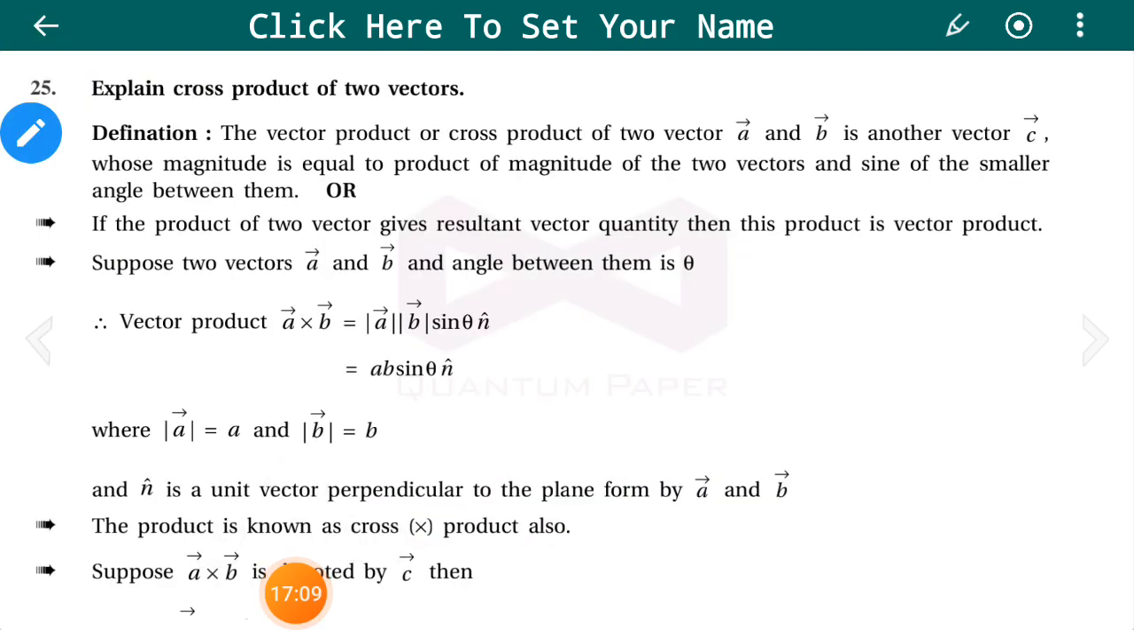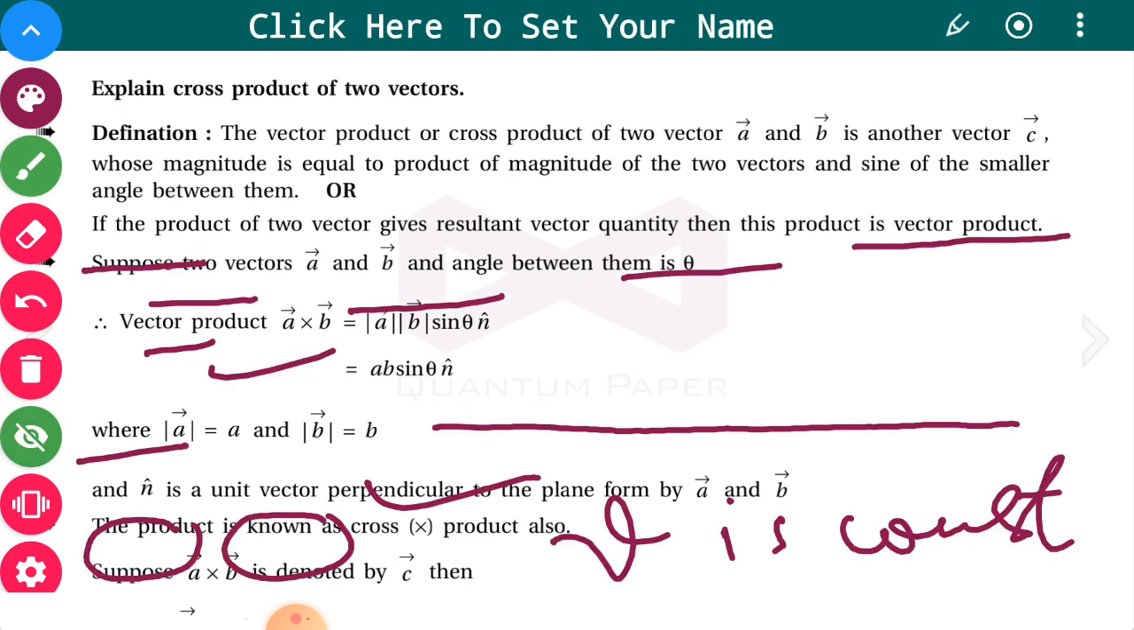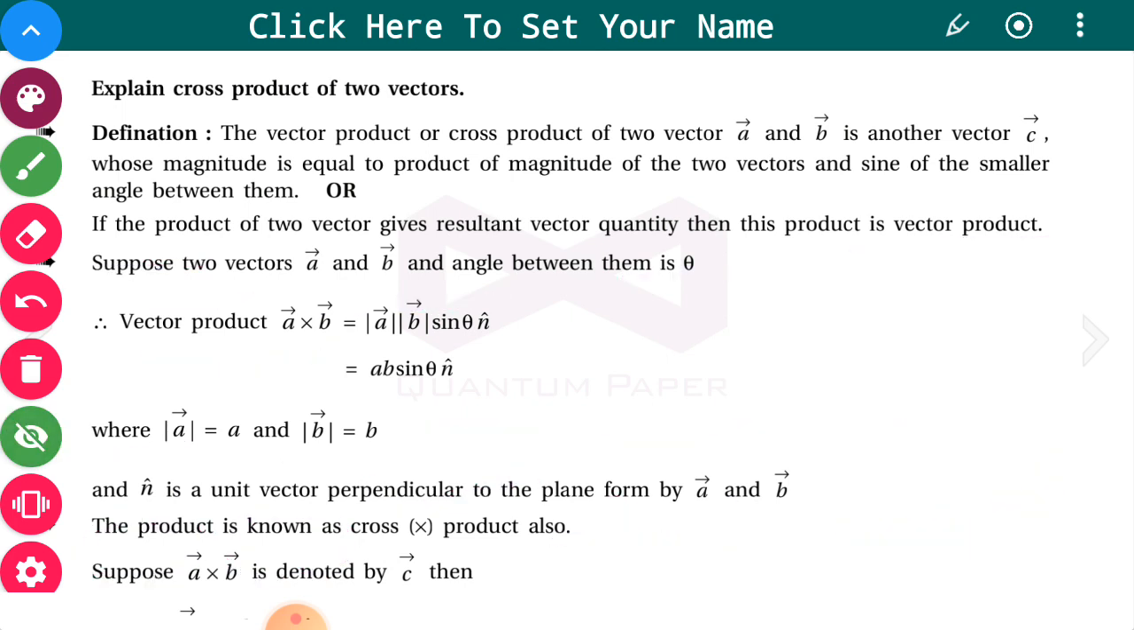Now the new topic that we are going to discuss is the cross product, or vector product. Now try to understand. We have understood the dot product, which is a scalar product. When two vectors are multiplied and the result is a scalar quantity, it is considered a scalar product. When two vectors are multiplied and the result is a vector quantity, then it is a vector product, and it is defined as a cross product. It is written as A cross B.